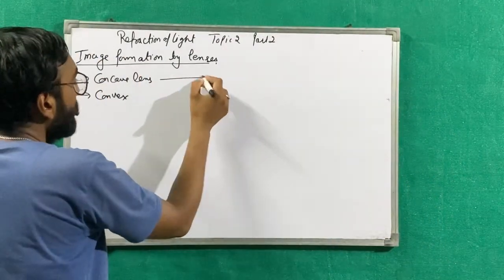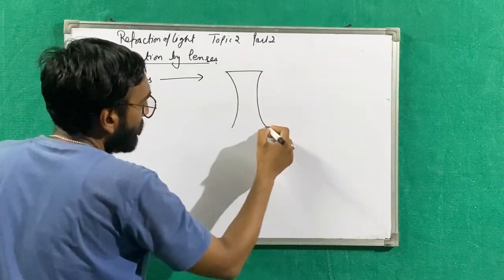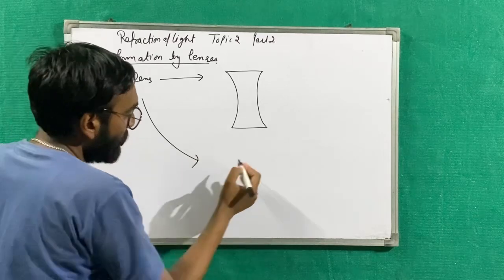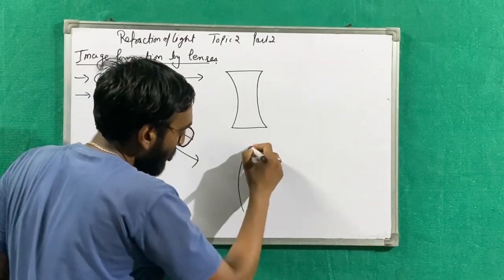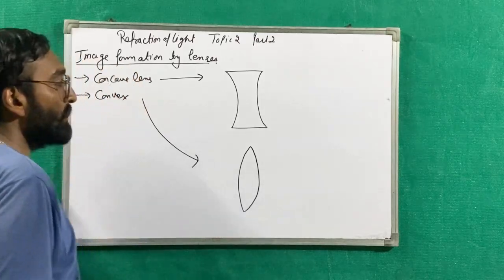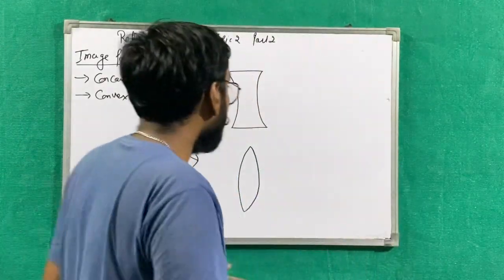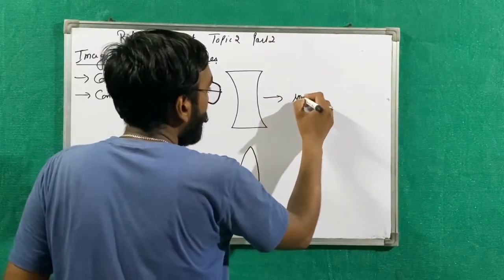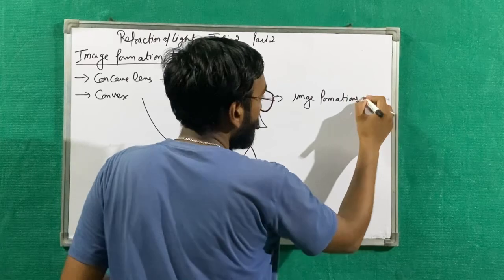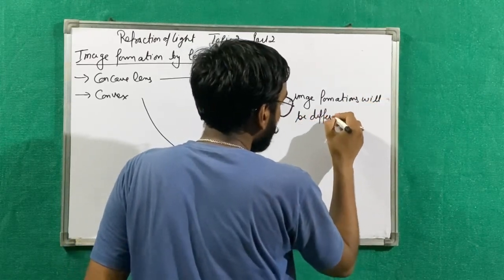Firstly, the concave lens is thicker from the edges and thinner from the center, and the convex lens is opposite to that. It is thicker from the center and thinner from the edges. So in these lenses, the image formations will be different in both the cases.